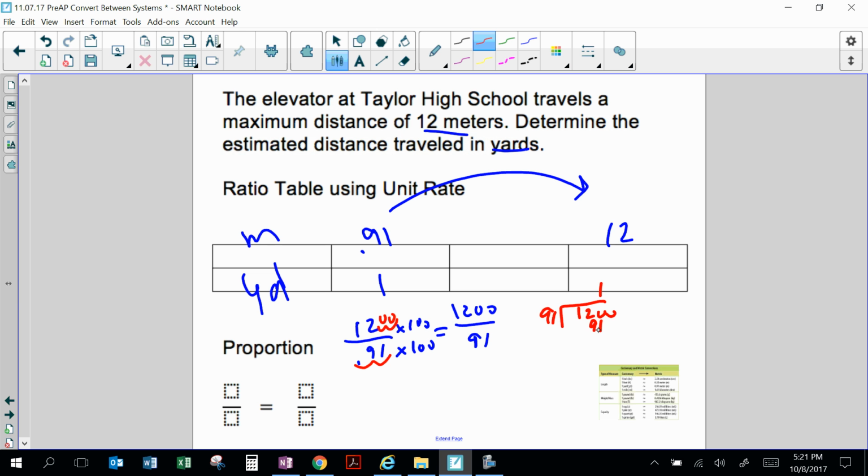It goes in one time. If you subtract 120 and 91, that would be 29. Bring down the 0. How many 91s go into 290? About 3 times. 273. Subtract this, 17. And annex the decimal 0 if you want to. We can stop right there. About how many 91s go into 170? Only about 1 time. So it's actually 13.1. 12 meters is like saying 13.1 yards.